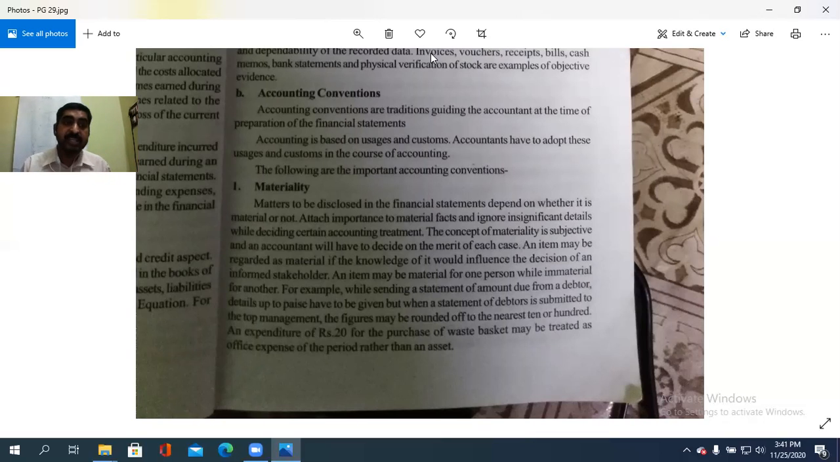So the first thing is materiality. What is material? Material facts should be recorded. Matters to be disclosed in the financial statement depend on whether it is material or not. Whatever the thing recorded, whether an item, an expense that actually happened, or an income generated, that should be materially correct or true. Only what is true is to be recorded. That is the materiality principle.